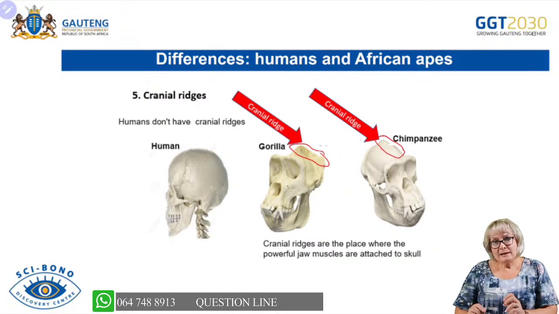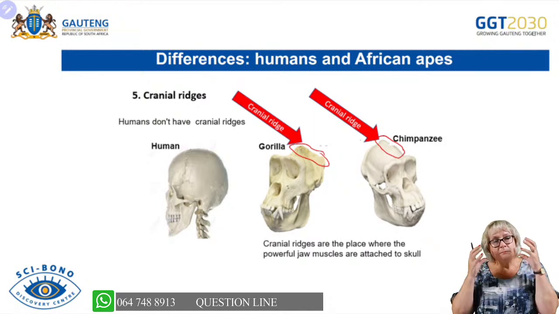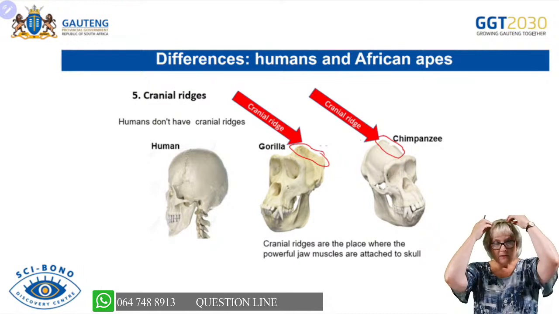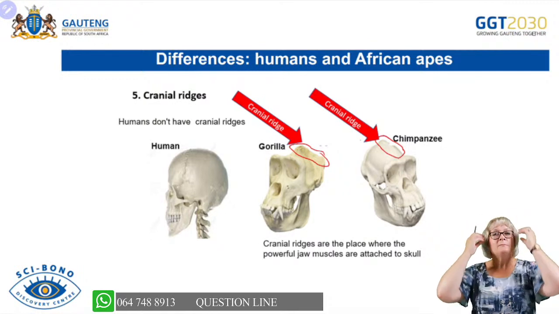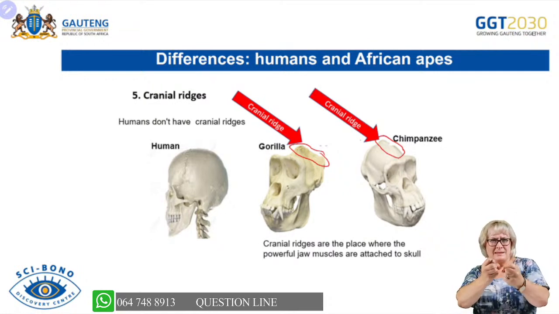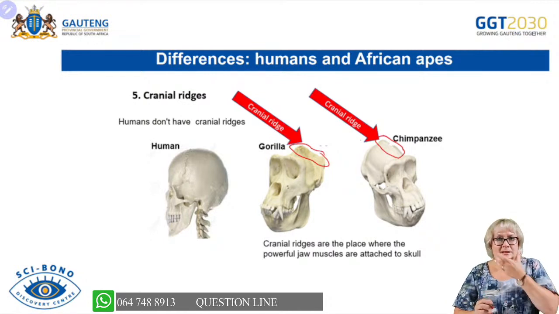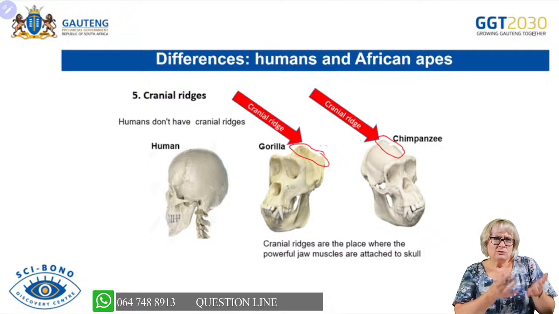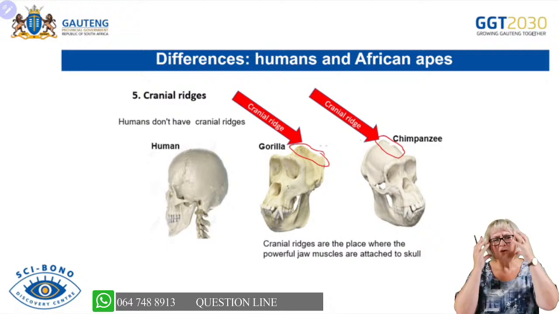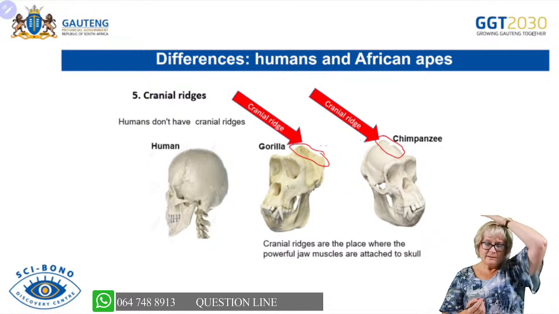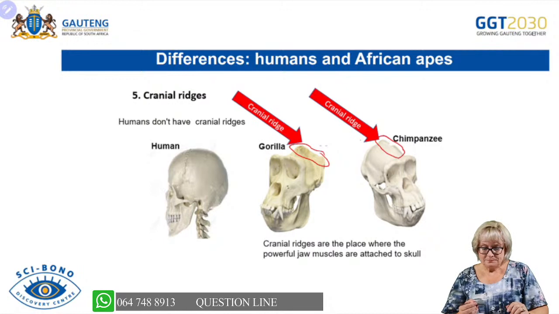And the reason for that is that this is where the muscles attached to the jaws are fixed. Remember, to be able to tear meat, you must have very strong muscles connected to your jaws. And we don't do that because we eat cooked food, so we don't need those very strong muscles anymore. So as years have passed, we don't have this cranial ridge anymore.